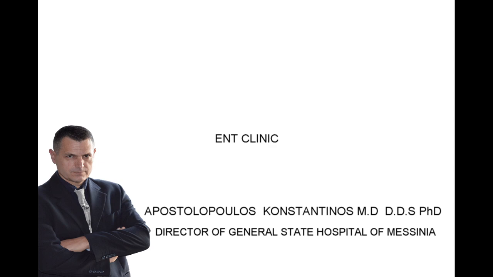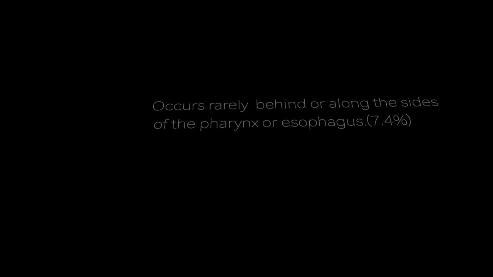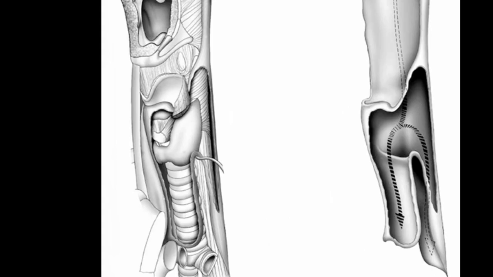Surgical approach of retroesophageal goiter. Goiterous extension outside of the thyroid bed occurs rarely, behind or along the sides of the pharynx or esophagus, only 7.4%. The mechanism is as follows.